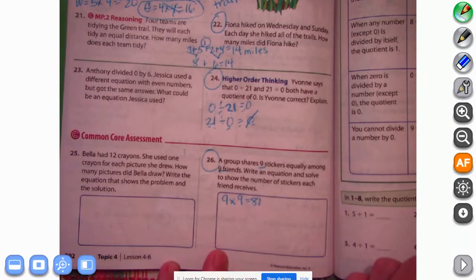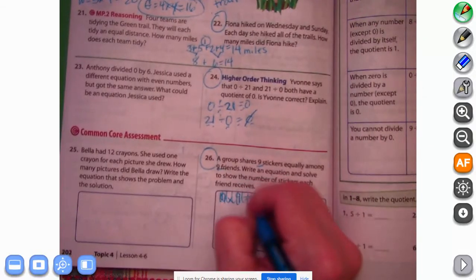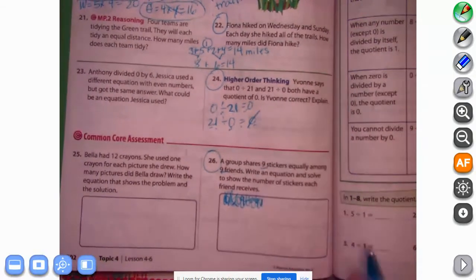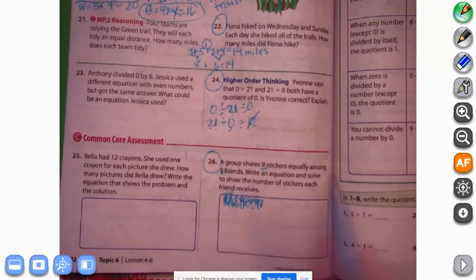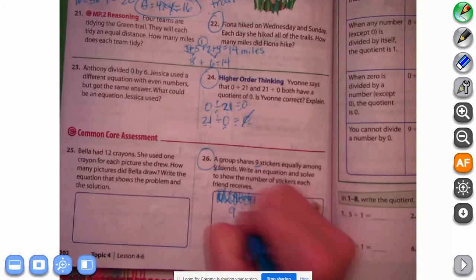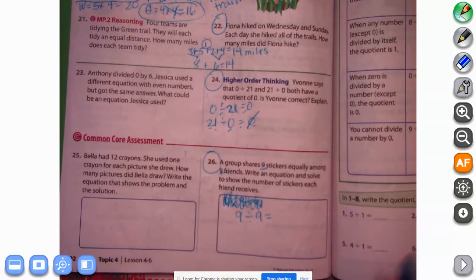So how many will each receive? A group. Oh, I did that wrong, guys. Scratch it out. Let's reread it. A group shares 9 stickers equally among 9 friends. 9 stickers divided up among 9 friends. Write an equation and solve to show the number of tickets each friend will get.